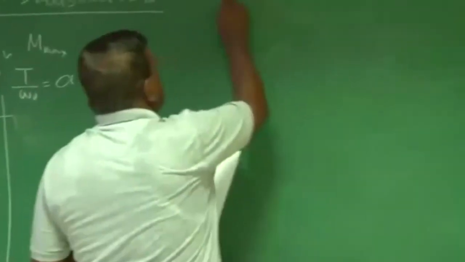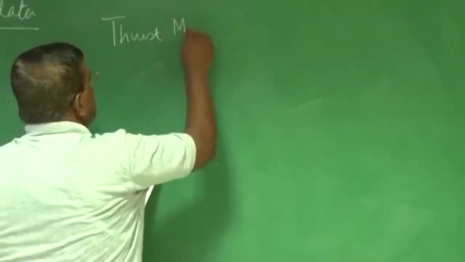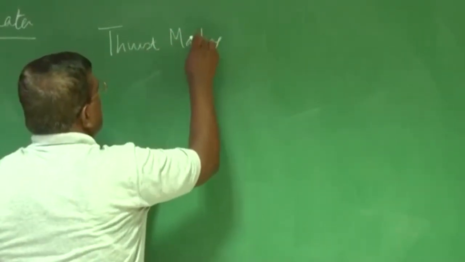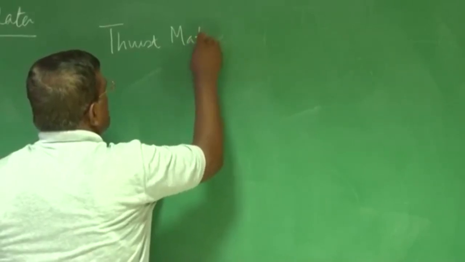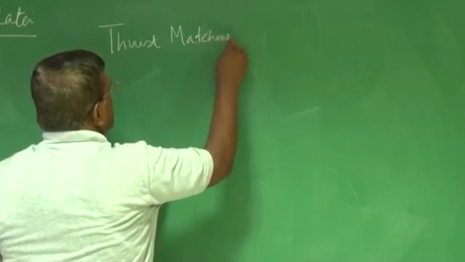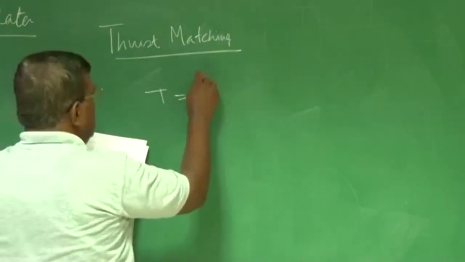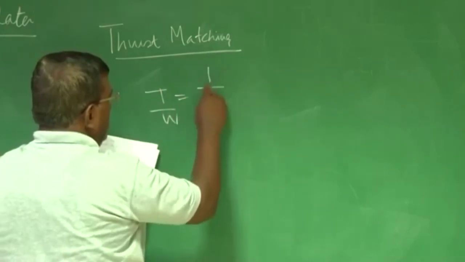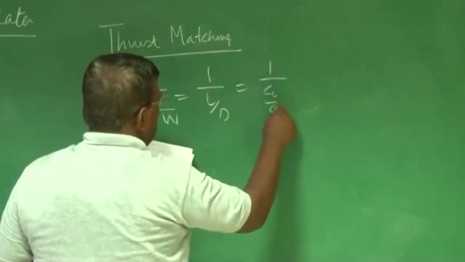We are talking about thrust matching. That is T by W equal to 1 by L by D, equal to 1 by CL by CD.